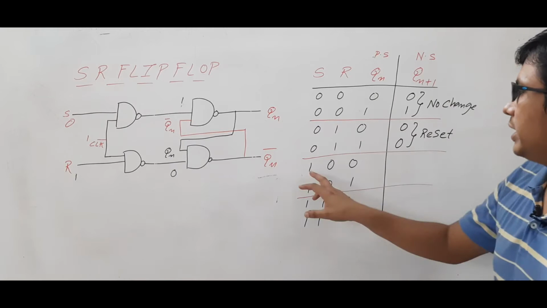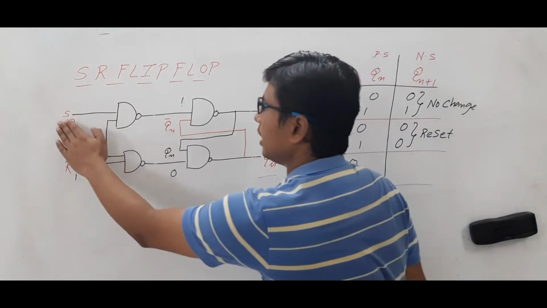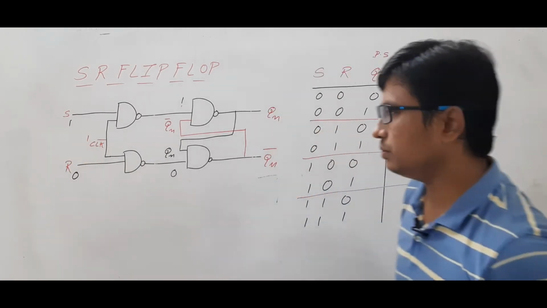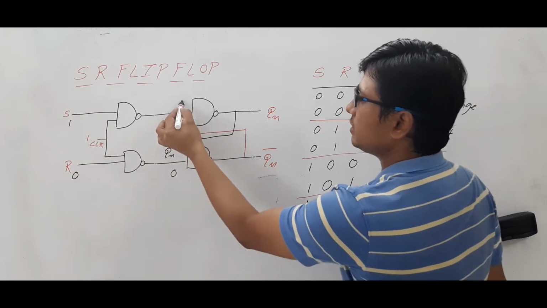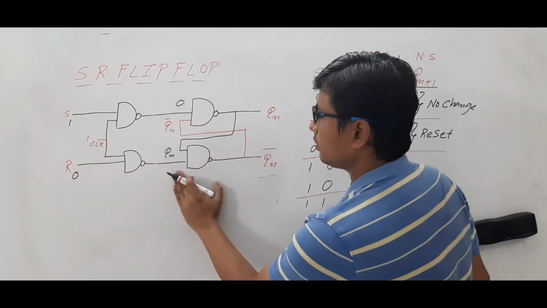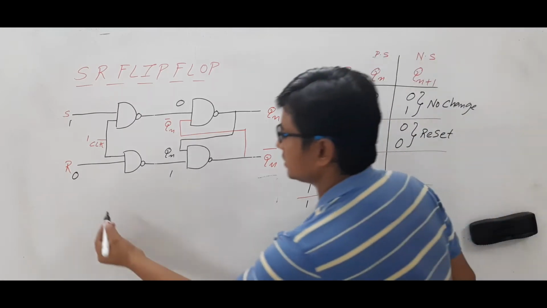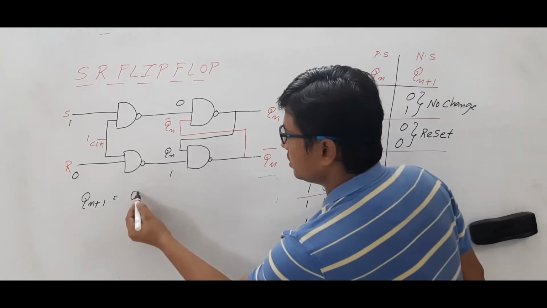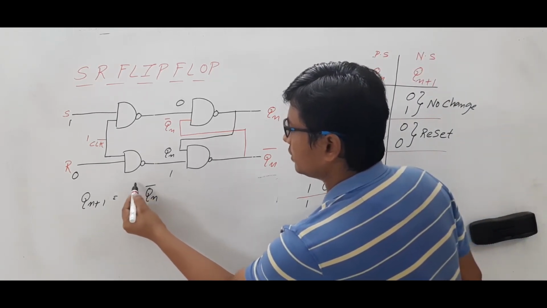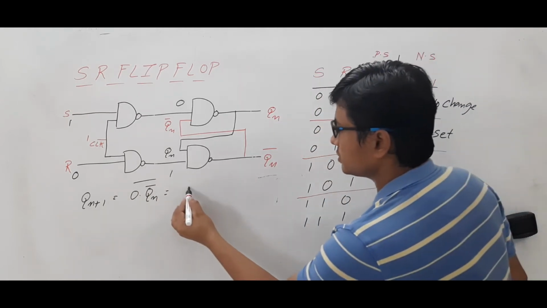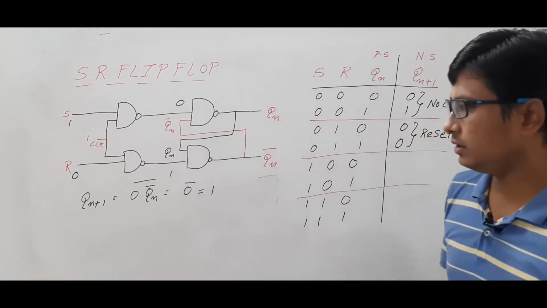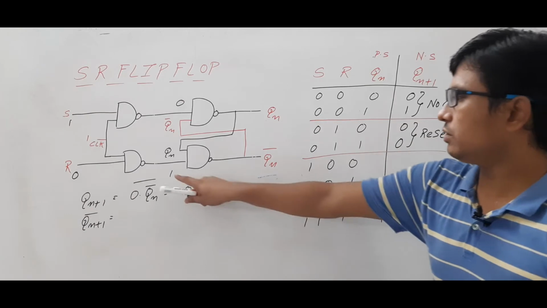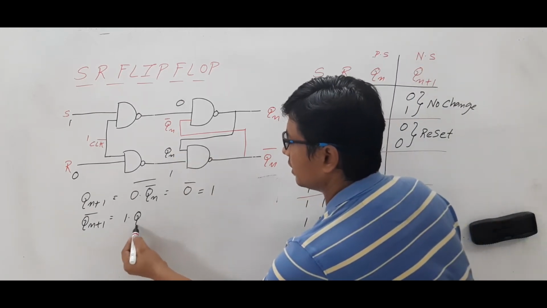Now we will look at what will happen when S and R values are 1 and 0. If S value is 1, R value is 0, then what is the output I will get here? 0. And what will I get here? 1. Now we will discuss Qn plus 1. Qn plus 1 is equal to 0 and Qn complement whole complement, which is 0's complement, equal to 1. Now Qn plus 1 complement, what is it giving? 1 and Qn whole complement.